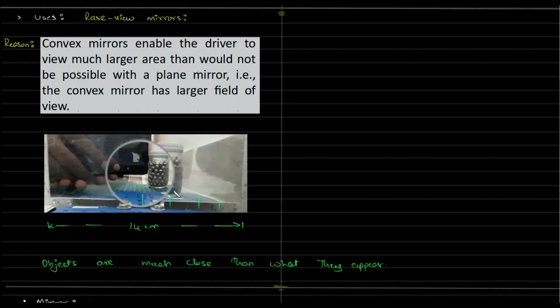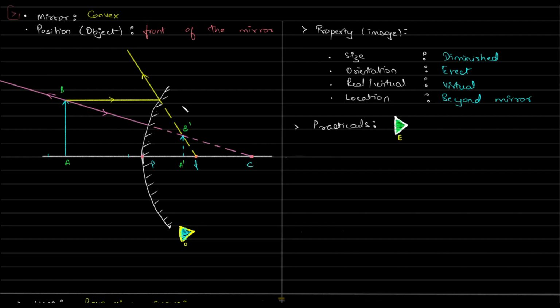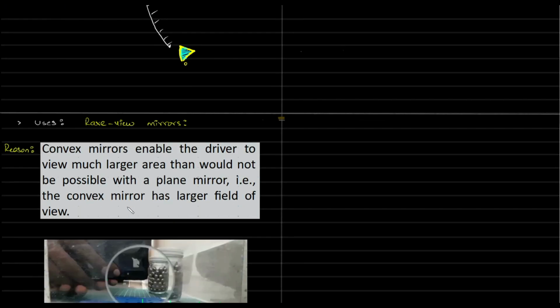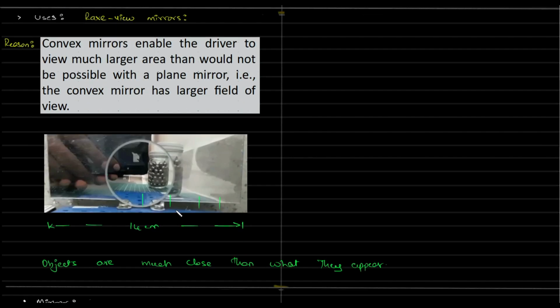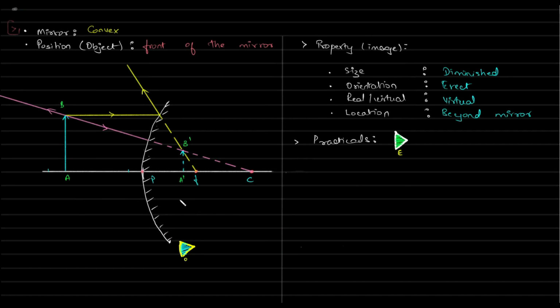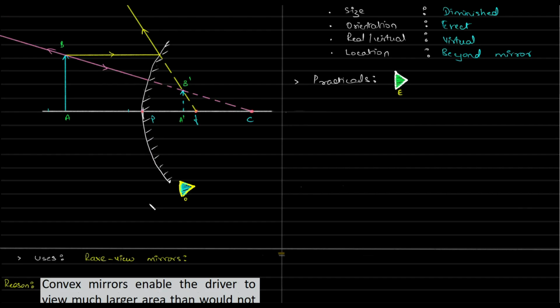Okay, so this is the reason. You got to see the reason theoretically as well, with rays and all of that. Such a big object just in front of the mirror will look so small. It's almost half the size, right? So you can imagine the advantage of this as a rear view mirror. Okay, so you should pretty much copy all of this. And this as well.